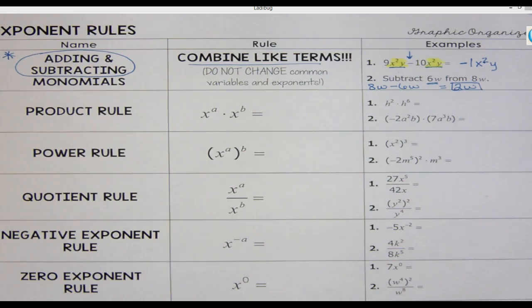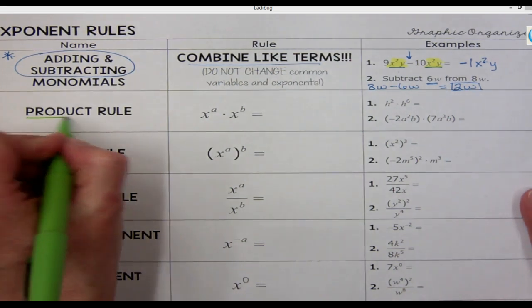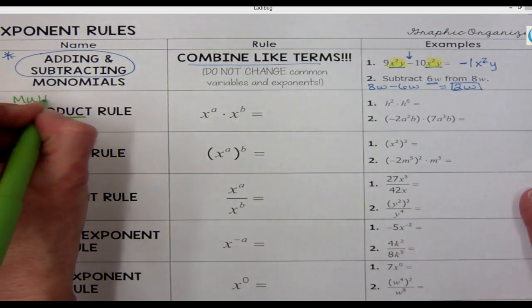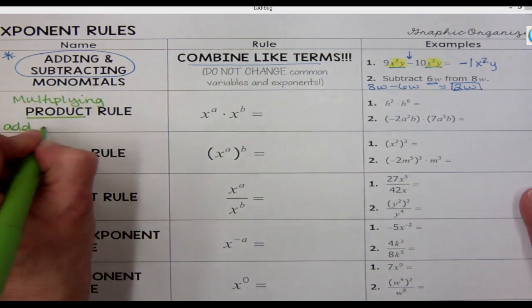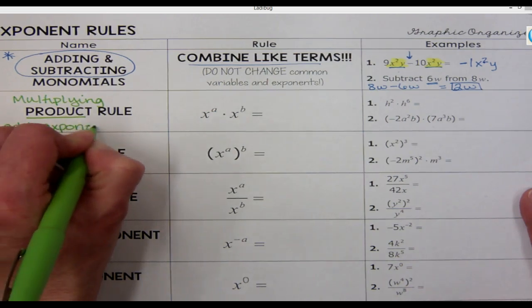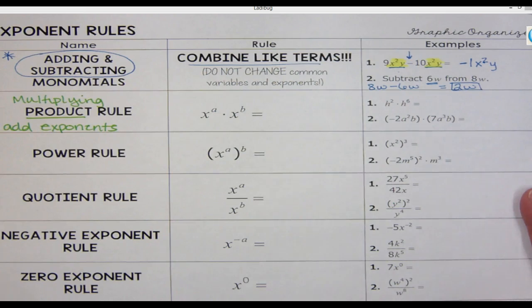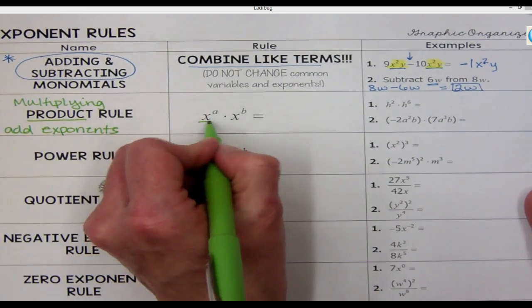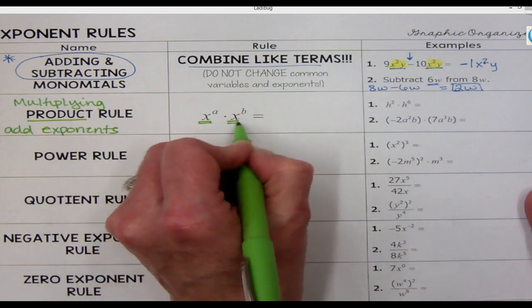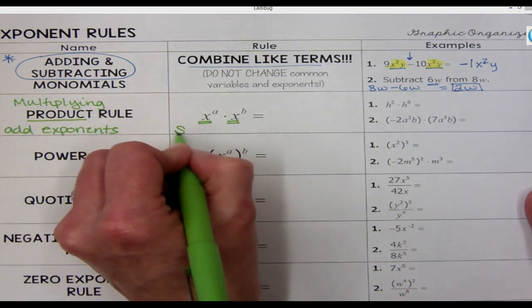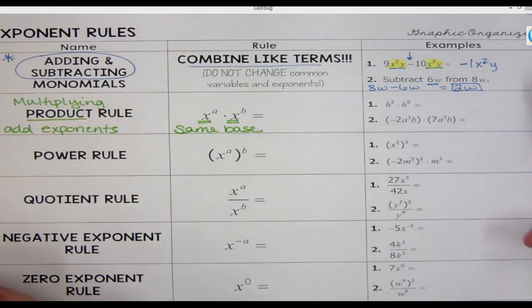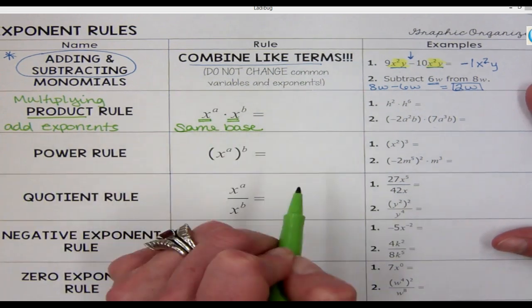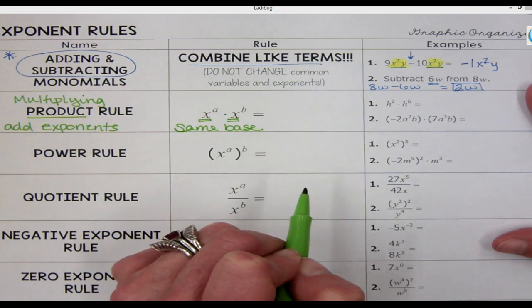Okay, moving on. So now we've got the product rule. And the product rule states this is happening when you are multiplying. And when you multiply, you add your exponents. Okay, so what that means is that if we were multiplying x to the a times x to the b, now notice both of these have the same base. This only works when you have the same base, meaning this has to be the same. We don't do this if they are different.